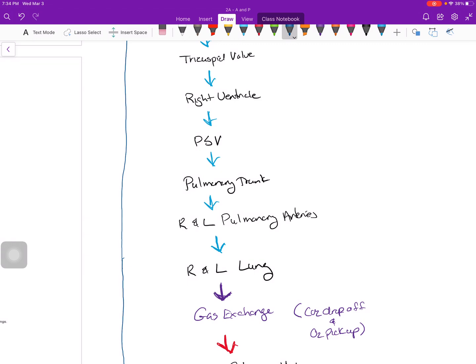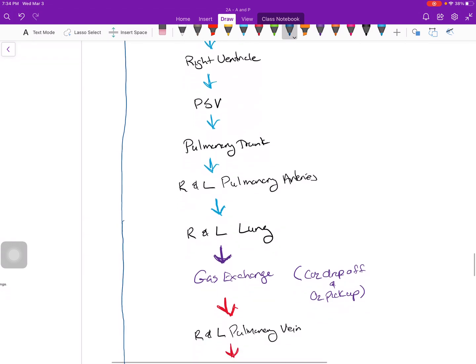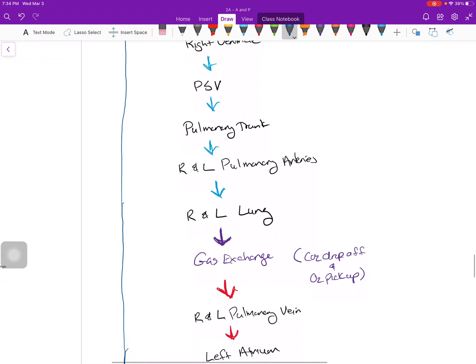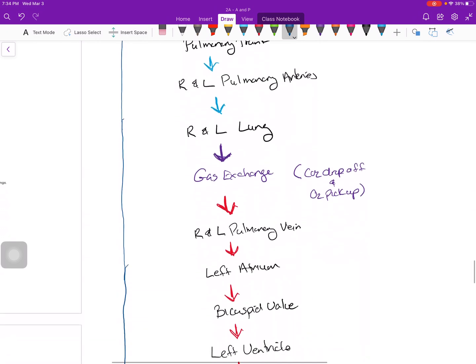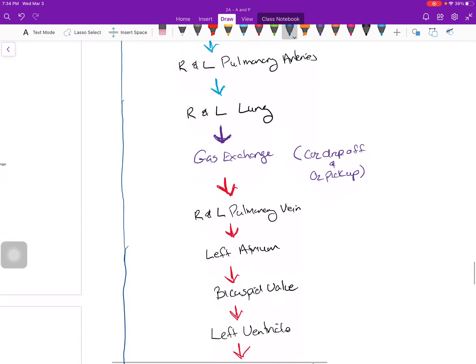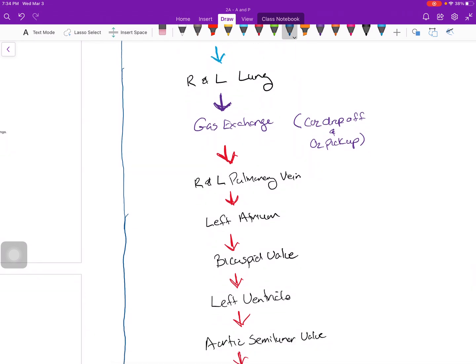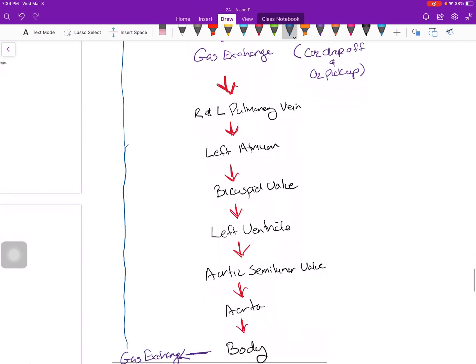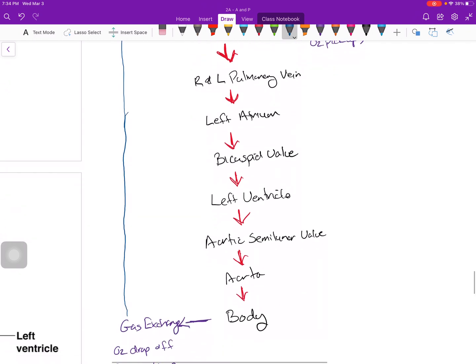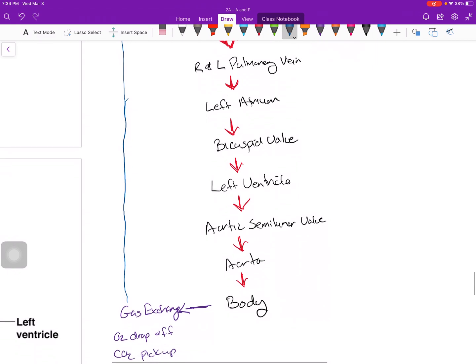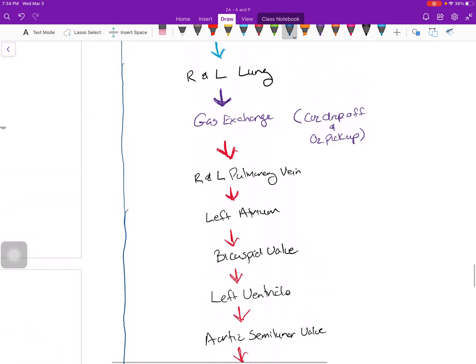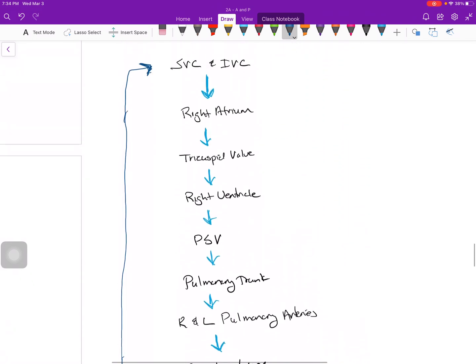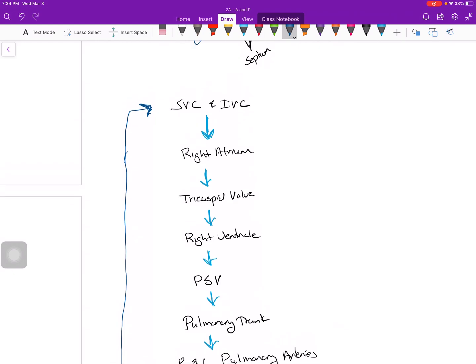So now that blood coming back through the right and left pulmonary veins is oxygen-rich, goes to the left atrium, through the bicuspid valve, through the left ventricle, through the aortic semilunar valve, to the aorta, to the body. Gas exchange happens there, O2 drop-off, CO2 pickup, and then we've got oxygen-poor blood that travels all the way back up to the heart, again entering through the superior vena cava and the inferior vena cava.